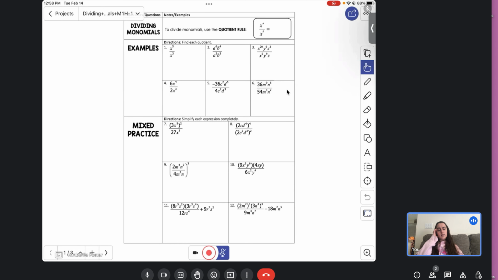Okay guys, this is dividing monomials. So you're doing this lesson the same day as the last video, which was powers of monomials. So today we're learning the quotient rule.